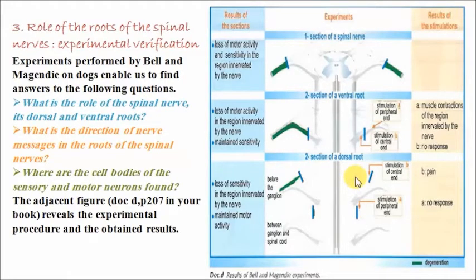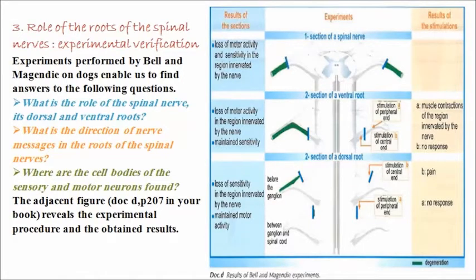We're going to go to the third question: where are the cell bodies of the sensory and the motor neuron found? Remember, it is in green because I'm going to be using the green degeneration result, which is found here, when they section the spinal nerve, as you observe here.